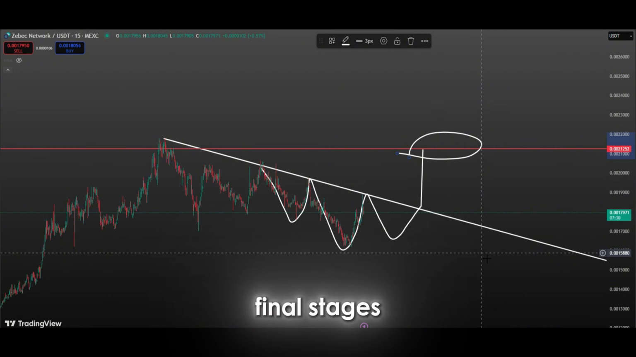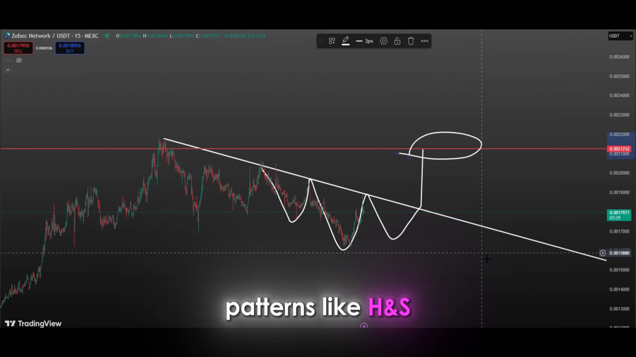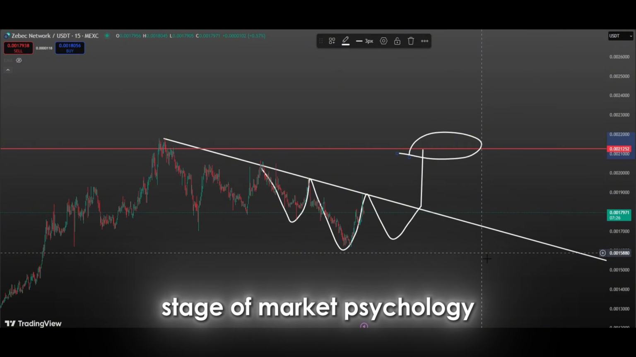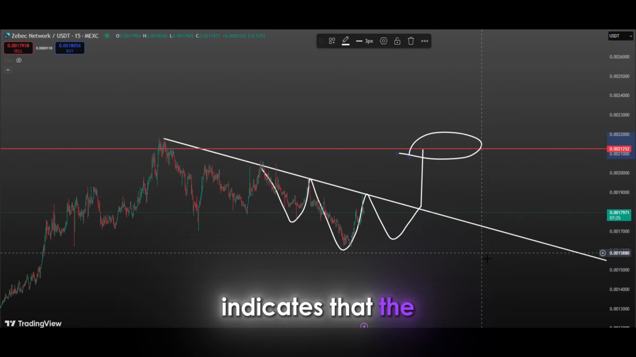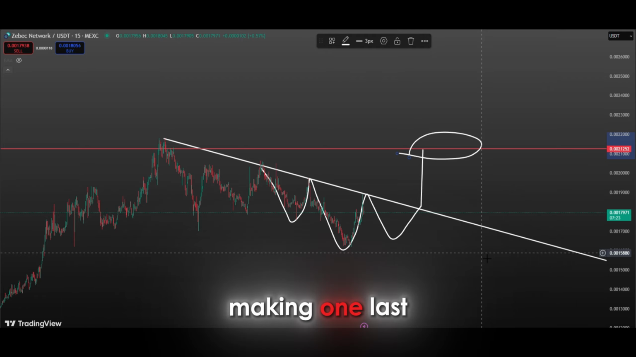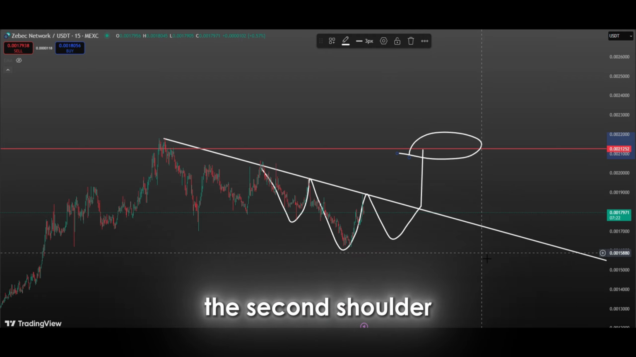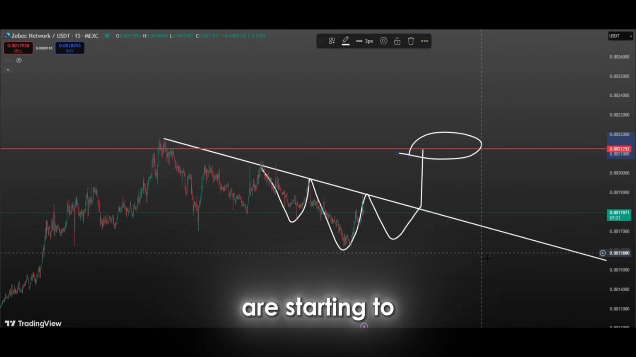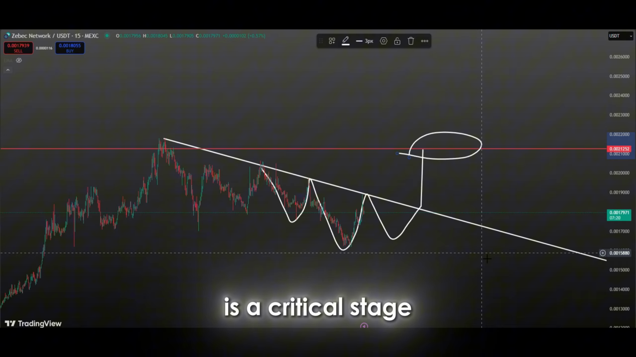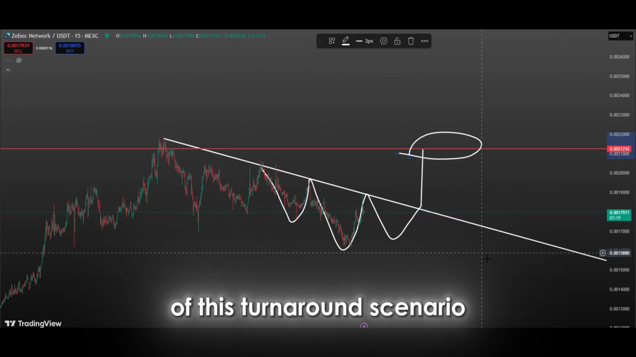in its final stages. Patterns like H and S are not just about formal similarity. Each of its components represents a different stage of market psychology. The first shoulder indicates that the declines are losing strength. The head indicates that the market is making one last attempt to bottom. The second shoulder indicates that buyers are starting to re-engage. Therefore, the formation of the last shoulder is a critical stage for the completion of this turnaround scenario.